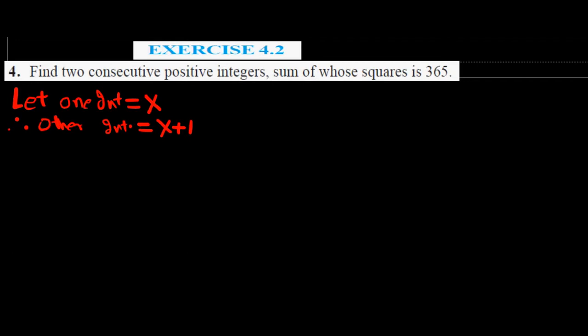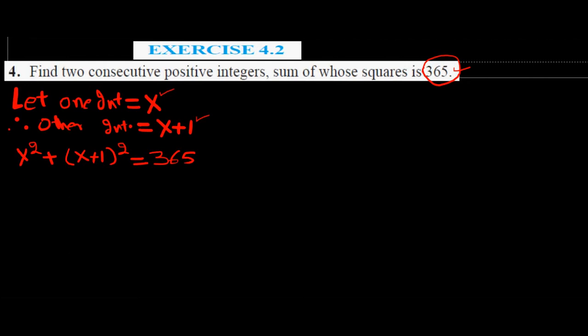Now they have given that the sum of the square of these integers is 365. So we will take the square of this integer and this integer, add them, and this should be equal to 365, which is given here. So the square of the first integer is x square, then the square of the second integer is (x plus 1) square. This should be equal to 365 because it is given, right?